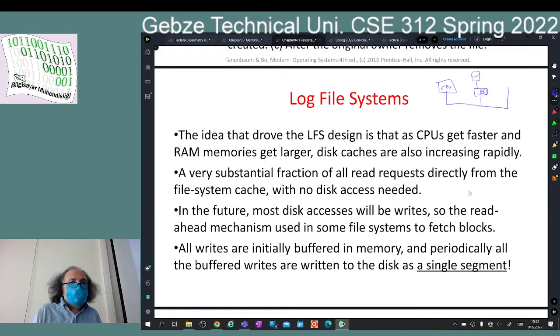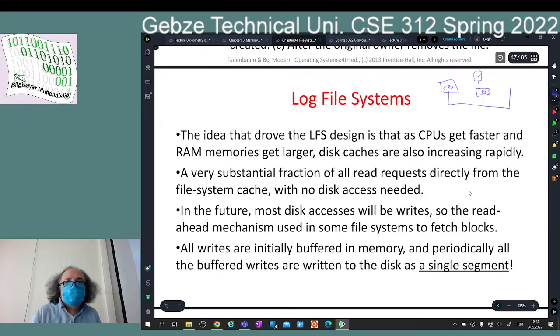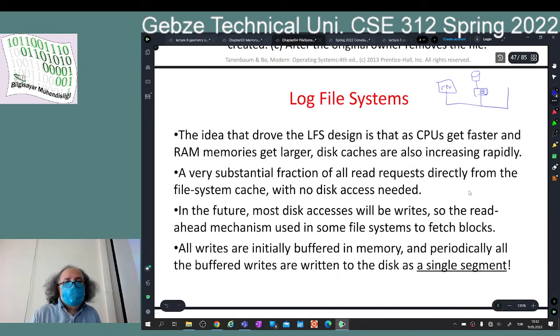So the read ahead mechanism is used in some file systems to fetch blocks. Yeah, I know this. So all writes are initially buffered in memory, inside this memory, or some main memory unit. Periodically all the buffered writes are written to the disk as a single segment. So you are saying that I am not going to write this to the original places, but I am going to write these as a single segment to some part of the disk. So that means what?